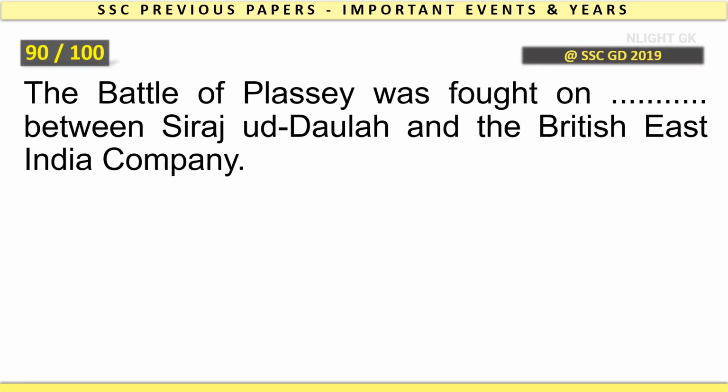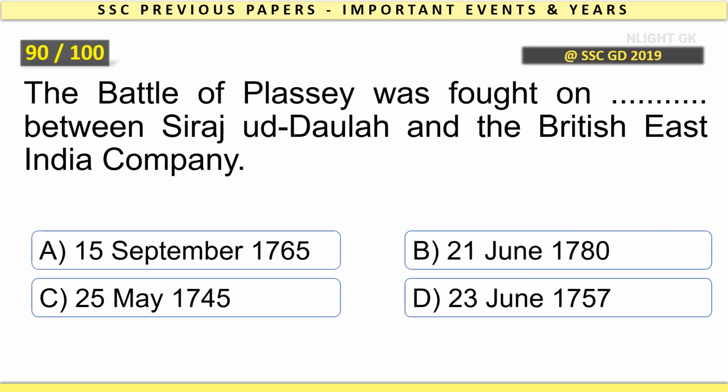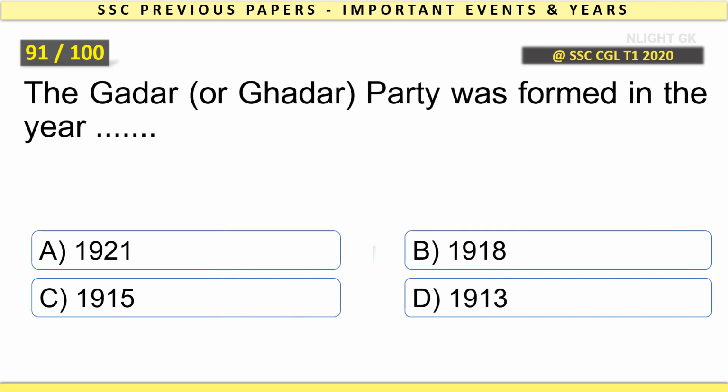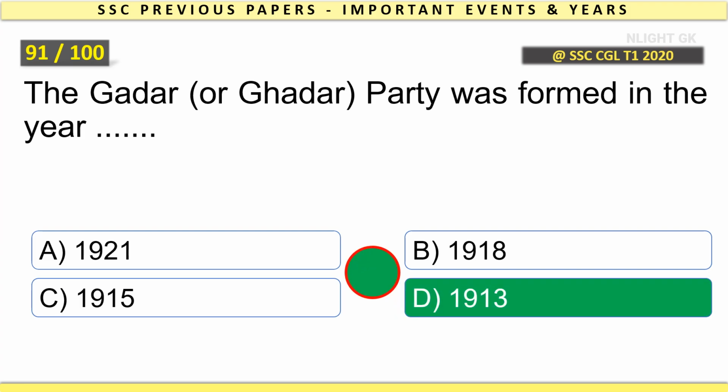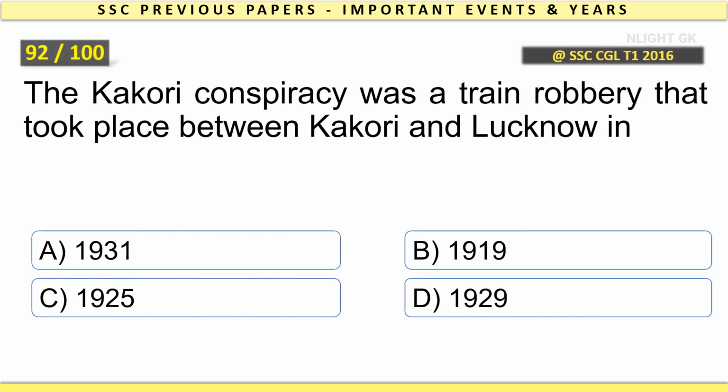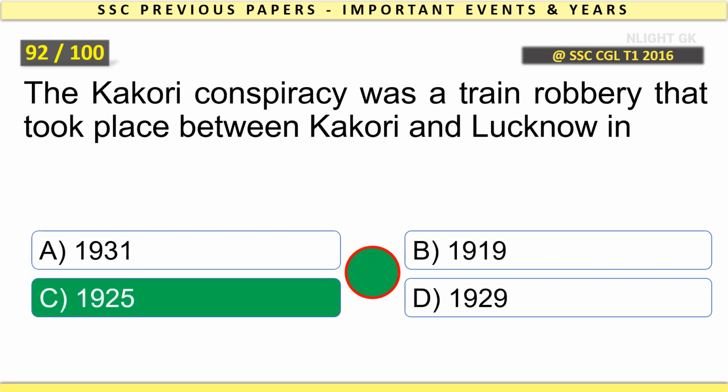The Battle of Plassey was fought on dash between Siraj ud-Daula and the British East India Company? 23rd June 1757. The Gadar party was formed in the year? In 1913. The Kakori conspiracy was a train robbery that took place between Kakori and Lucknow in? In 1925.